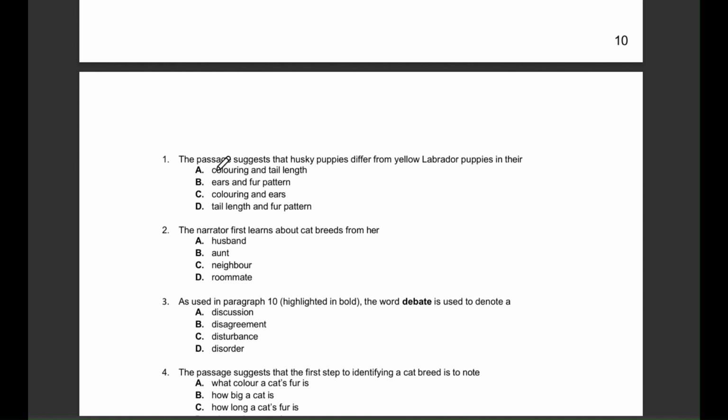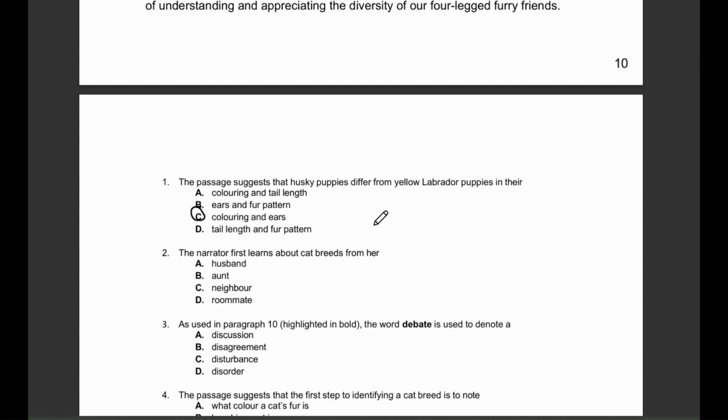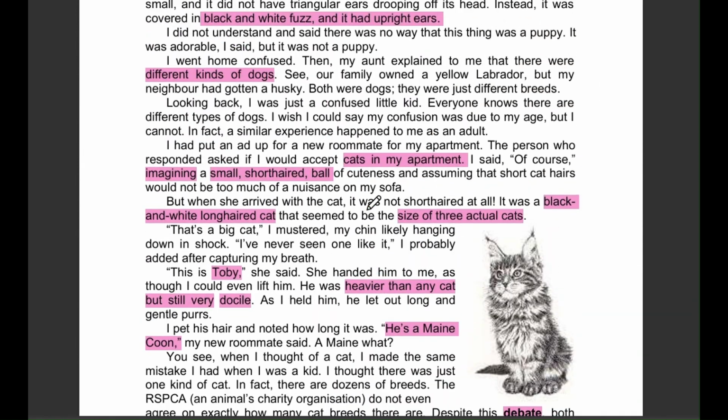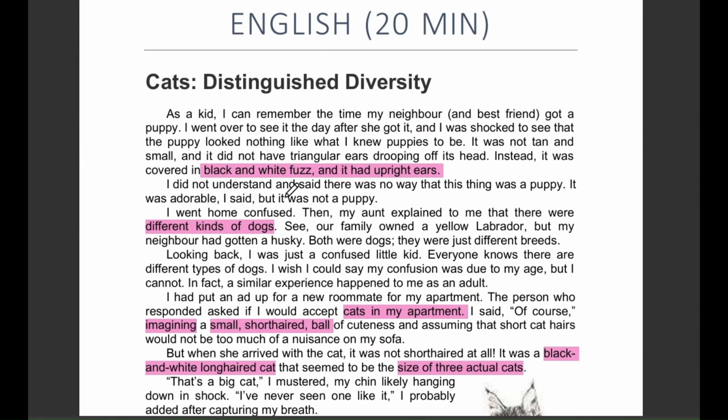Option A is coloring and tail length. Option B, ears and fur pattern. Option C, coloring and ears. Option D, tail length and fur pattern. Now the correct answer here is letter C, coloring and ears. The passage explains that a husky puppy has a very distinctive black and white coat, and its ears stand straight up. These are the key differences that make it look unlike a yellow Labrador puppy, which usually has droopy ears.